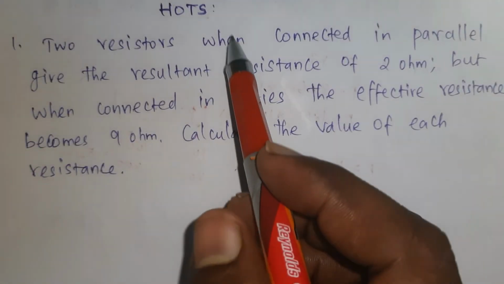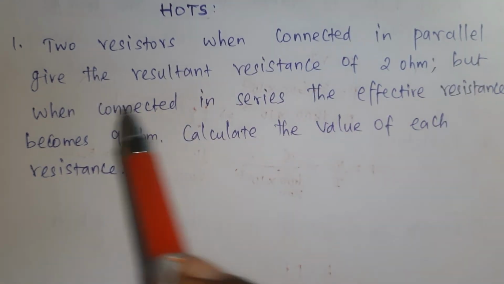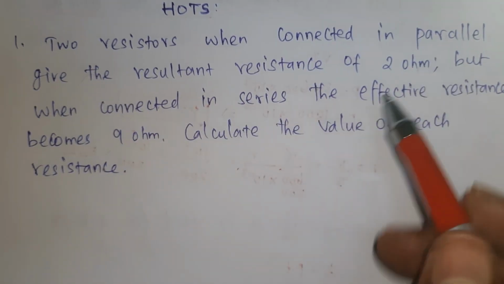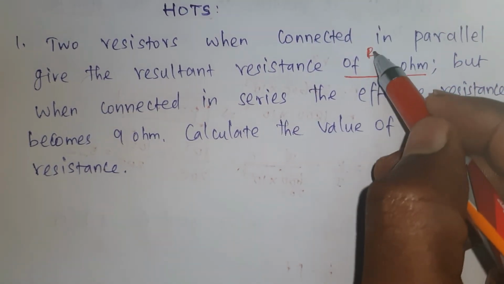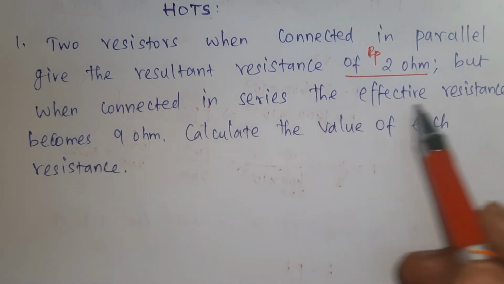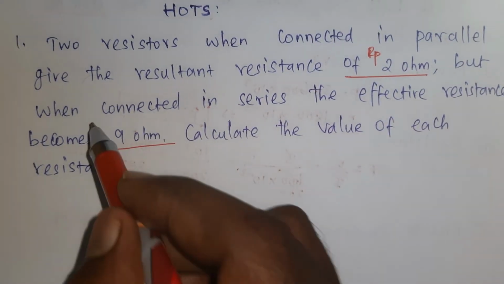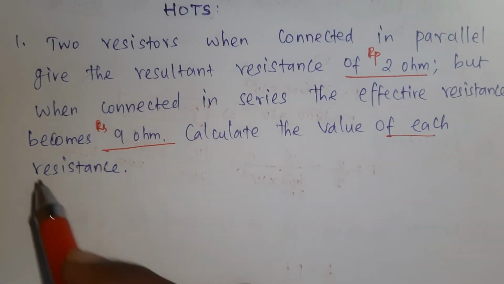Next, hard questions. The first hard question: two resistors when connected in parallel give a resultant resistance of 2 ohm. The resultant resistance is 2 ohm in the parallel circuit, so take it as Rp. But when connected in series, the effective resistance becomes 9 ohm. In the series circuit, the effective resistance is 9 ohm. Calculate the value of each resistance.